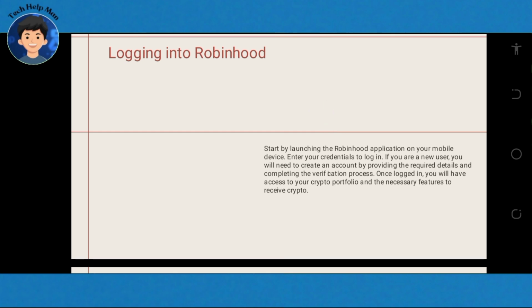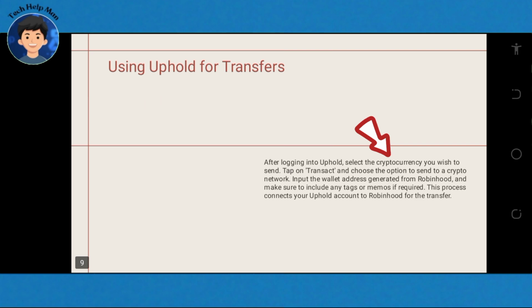First, open the Robinhood application on your mobile device. Next, log into your account or create one if you don't have one. Once logged in, on the main screen, go to the Crypto tab. After that, select the crypto you want to receive and tap Receive to get your wallet address and memo or tag if needed. Then open the Uphold application on your mobile device.